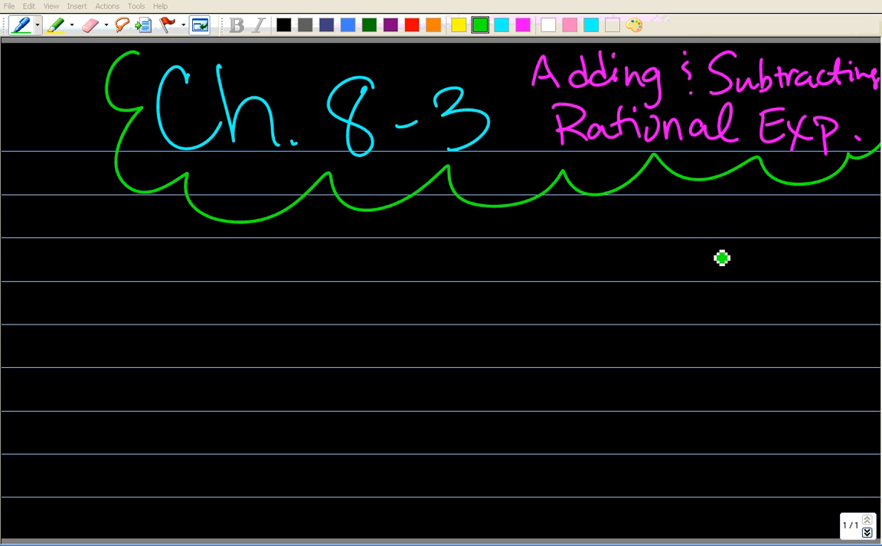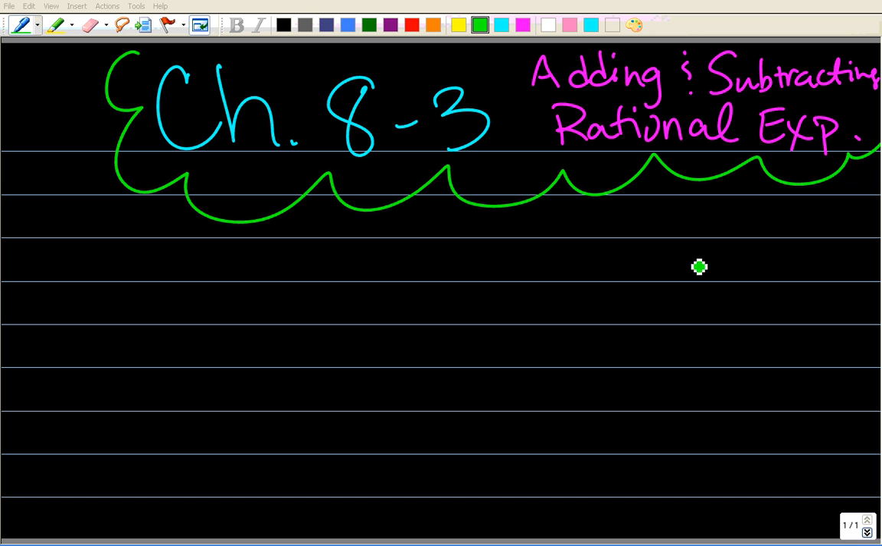Hey everyone, we're going to be looking at Chapter 8, Section 3, where we will be adding and subtracting rational expressions. Previous to this, we have been multiplying and dividing rational expressions, but now we're going to be doing the adding and subtracting. Seems a little bit backwards, but we're doing this one second because, well, it involves a few of the steps that we needed for multiplying and dividing, and we're going to add to it a little bit more.